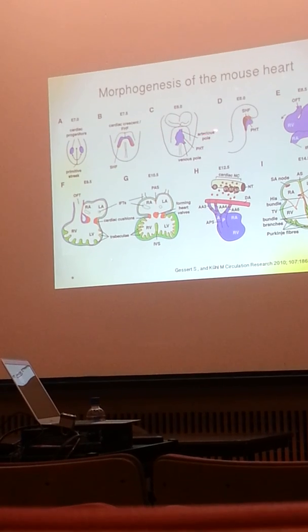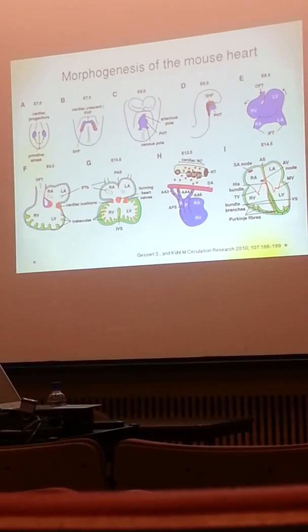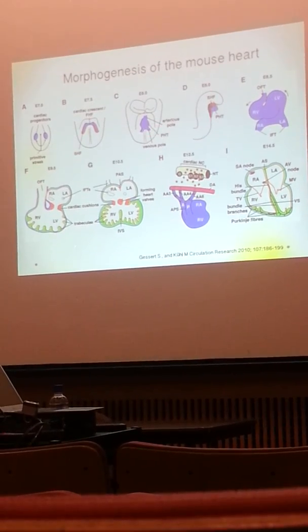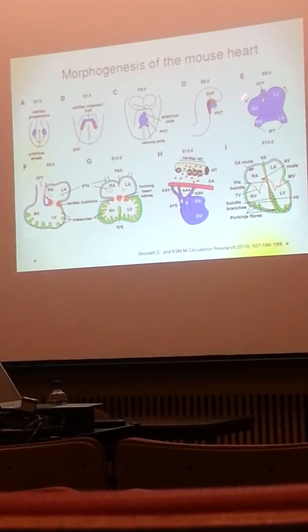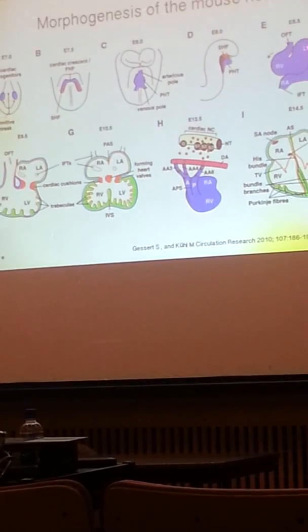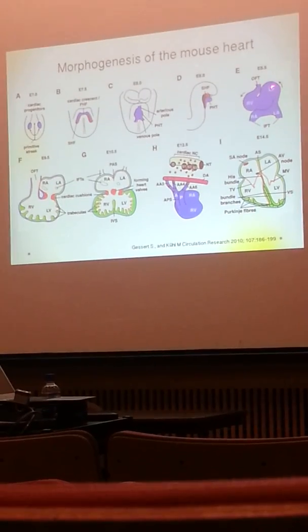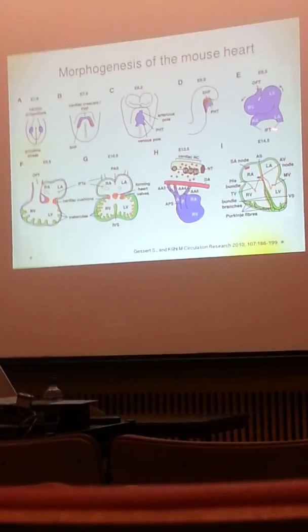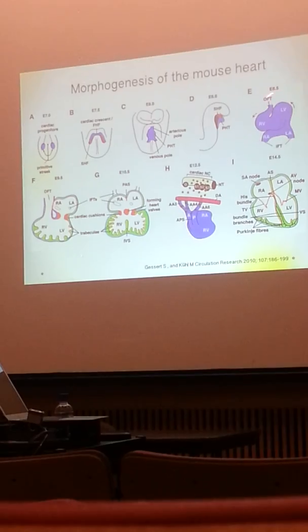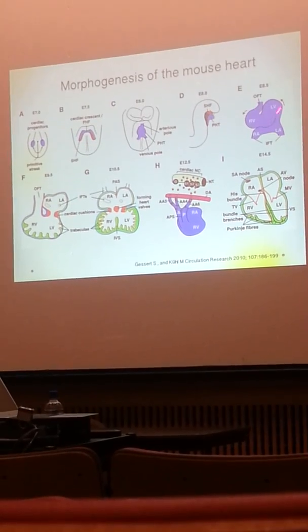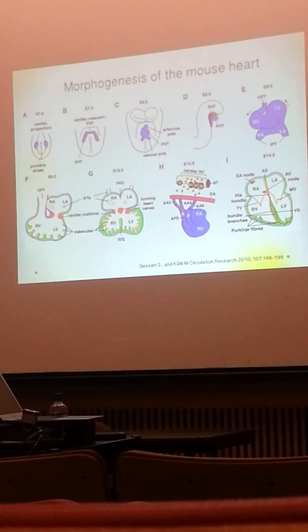This heart tube already has an arterial pole and a venous pole. This is a lateral view of the embryo at 8.5 days of development, where you can see that the future chambers are already defined: the right ventricle, the left ventricle, the right atrium, and the left atrium. But the difference compared to the later stage is that they are still not in the right position.